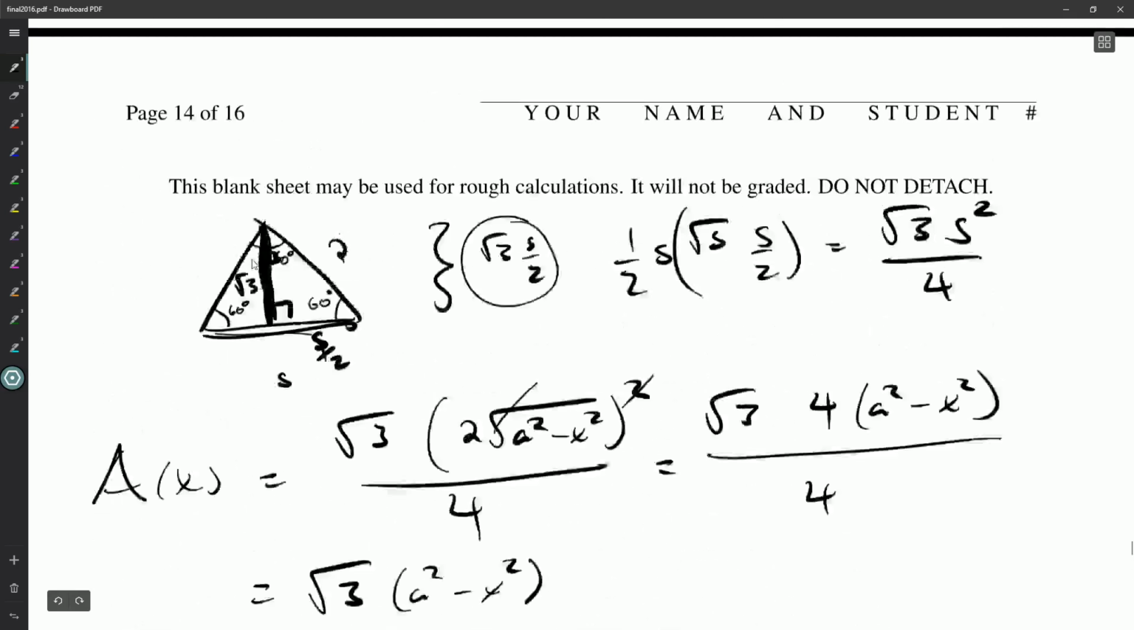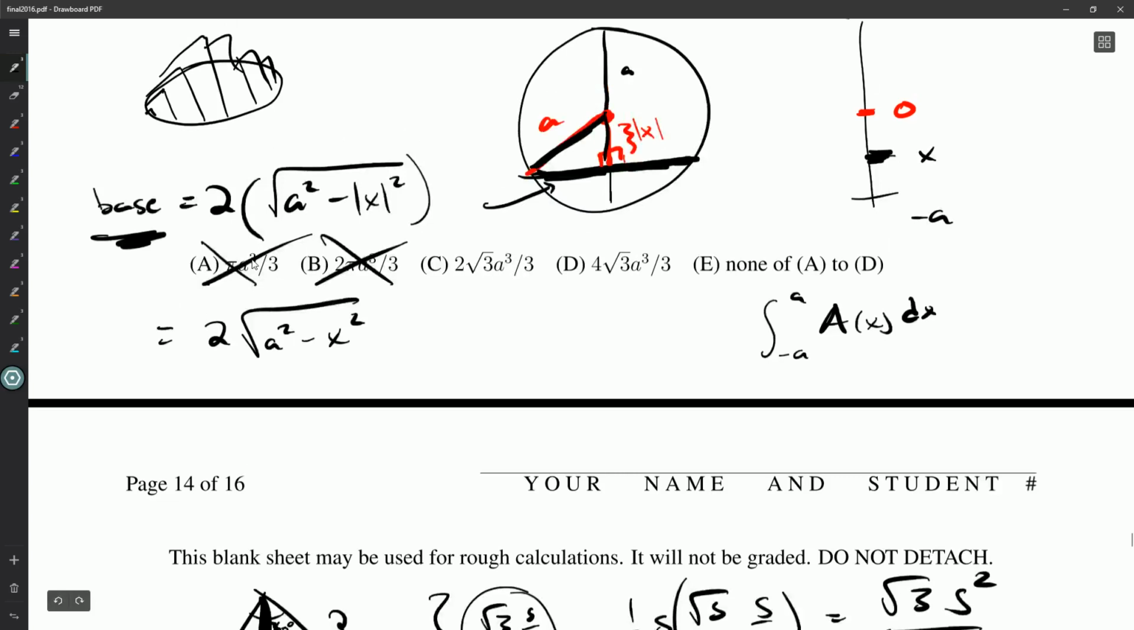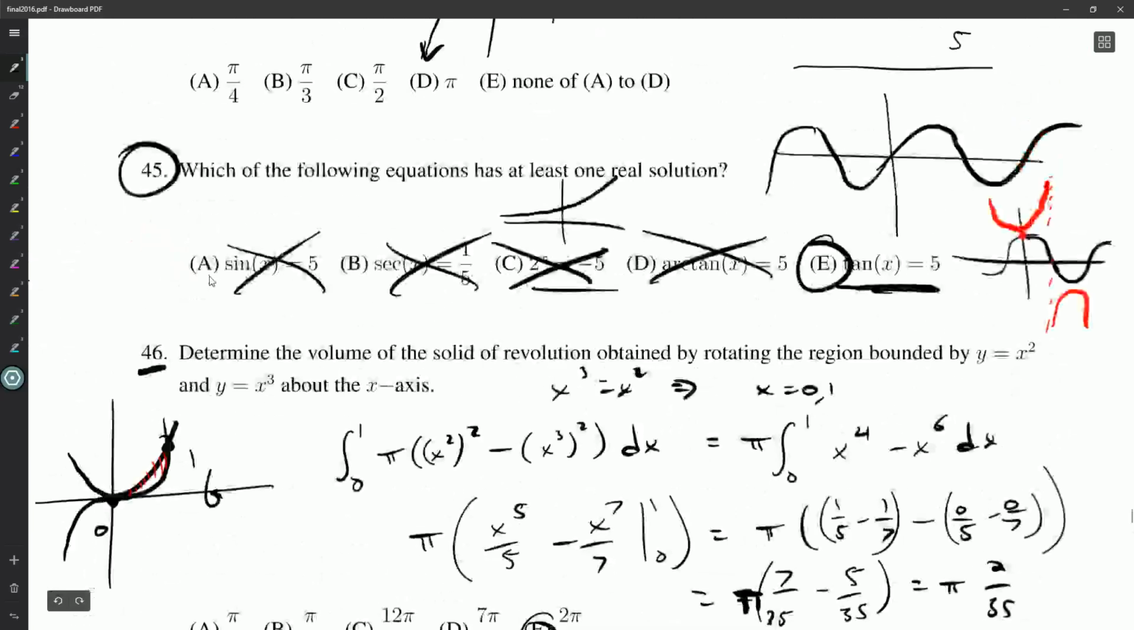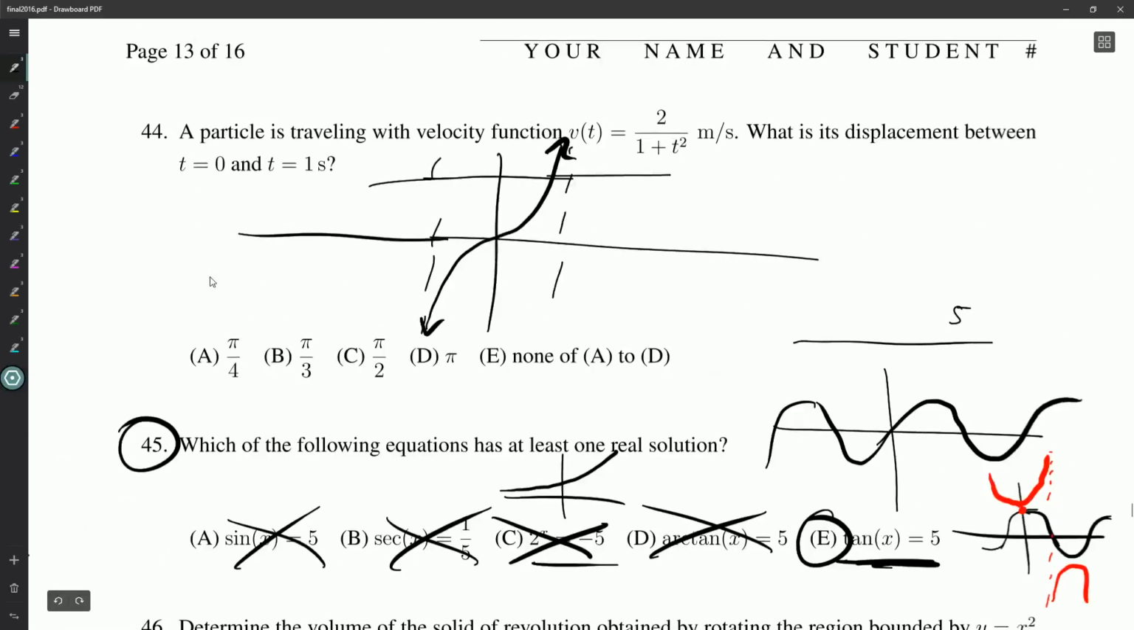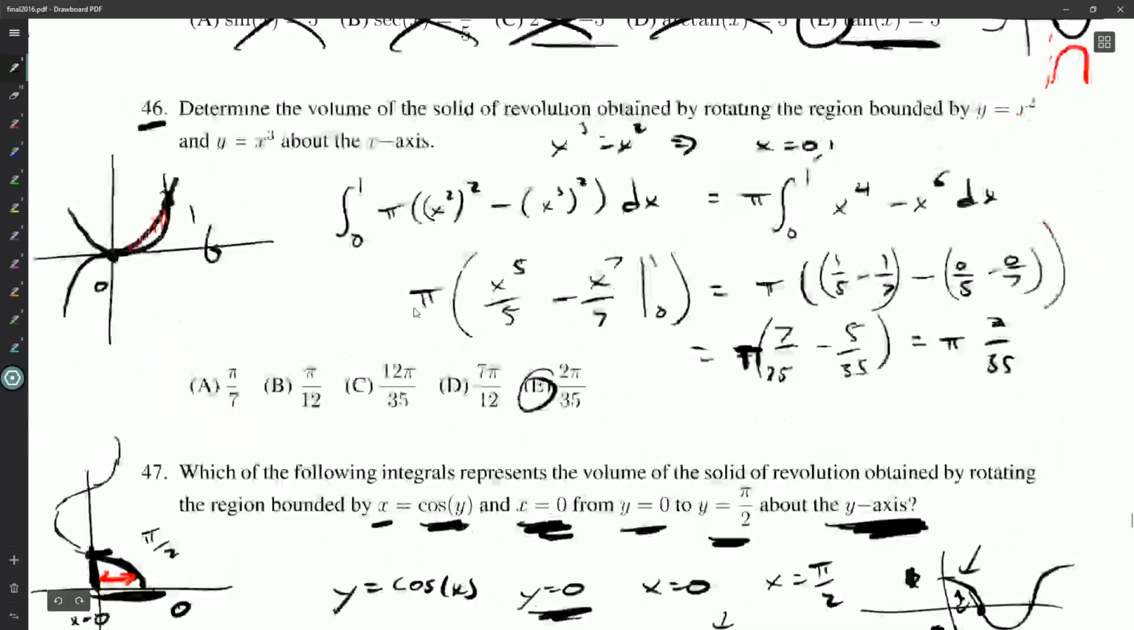Let's double check. Yes, indeed it is. And there we go. We're all done. Our 2016 final. It's been a heck of a paper. And those are the last 4.